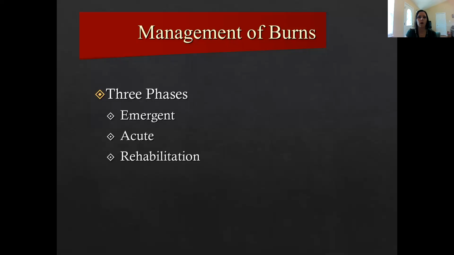Priorities during this phase are our primary survey, so A, B, C, D, E. We'll talk about that here in a second. Prevent shock and prevent respiratory distress. Also with that emergent phase, we're going to worry about other injuries, so broken bones, C-spine injuries. We're going to do the initial wound assessment and initial wound care.